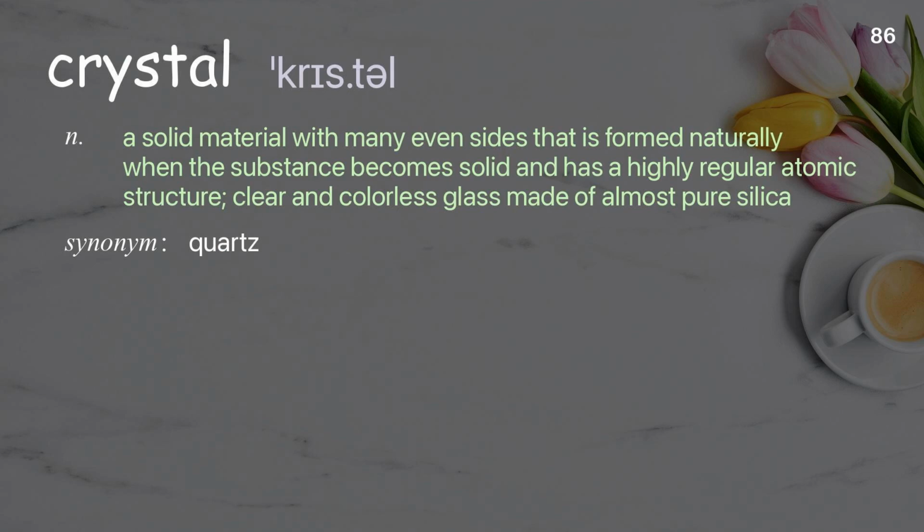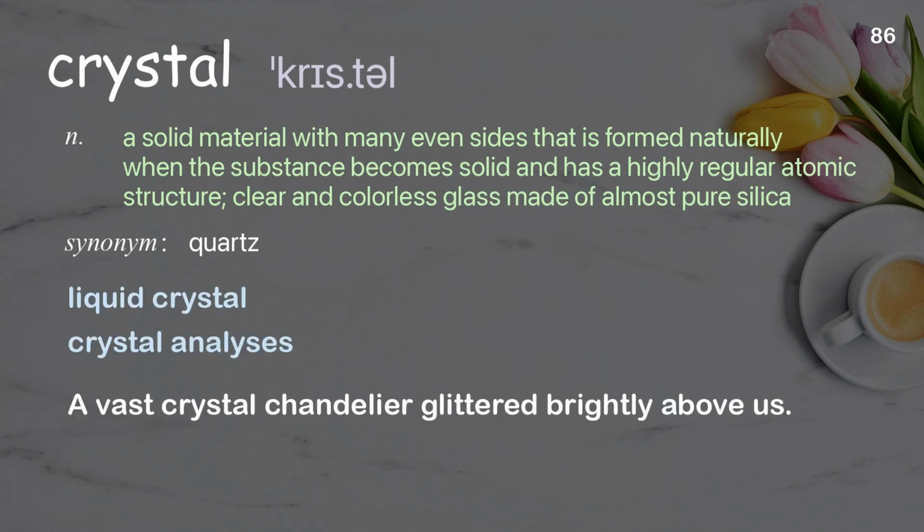Crystal. A solid material with many even sides that is formed naturally when the substance becomes solid and has a highly regular atomic structure; clear and colorless glass made of almost pure silica. Examples: Liquid crystal. Crystal analyses. A vast crystal chandelier glittered brightly above us.